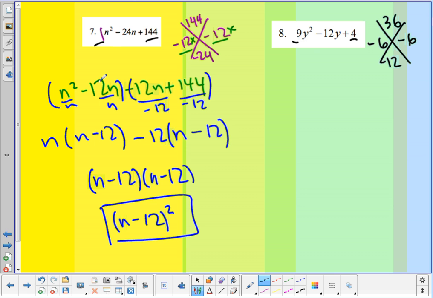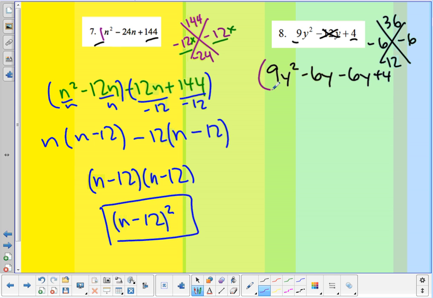1 is technically a perfect square. That's not a coincidence. When the first and the last term are perfect squares, as long as it fits this factor pattern, that's what gets you the perfect square trinomial. So, split the middle. I have 9y squared minus 6y minus 6y plus 4.